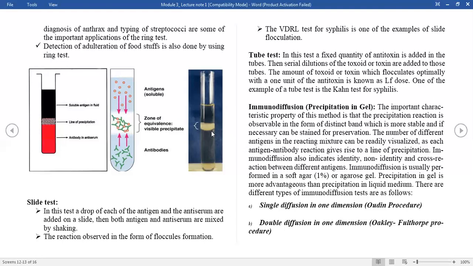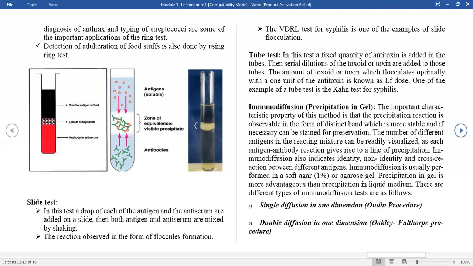Here we are using some intervening agar, normal agar, over the layer of the agar gel. So this intervening agar is responsible for the particular direction. This is known as double diffusion.